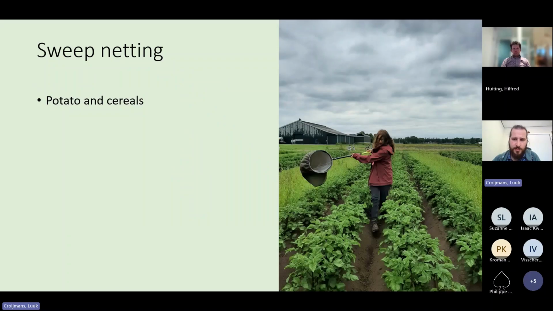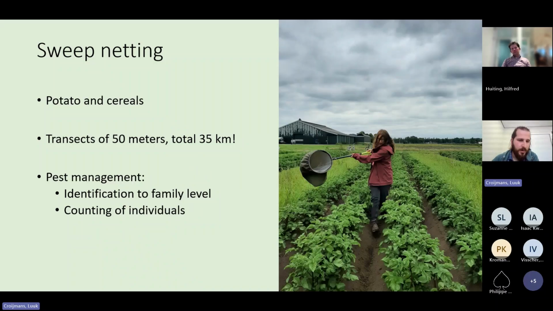Then, as I said, we had this sweep netting. I think, if I remember correctly, this is the last bit. So we did the sweep netting both in potato and cereals. We walked transects of 50 meters. So you can imagine one measurement point is 1 meter wide and then 50 meters long. So quite a big area that we sampled. And in total, we walked 35 kilometers slamming this net through the canopy. So quite a distance. And we did this to get a bit of an idea of the pests over there.